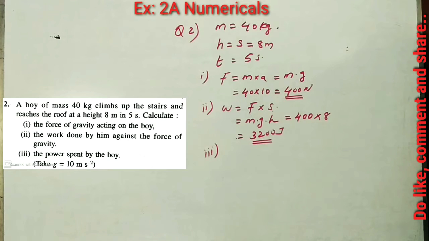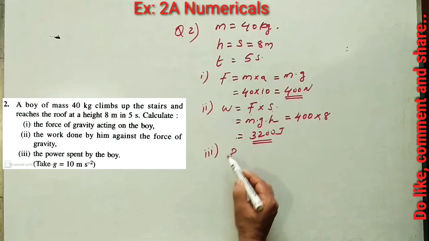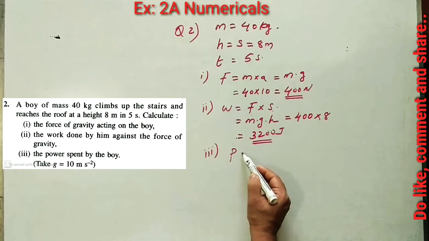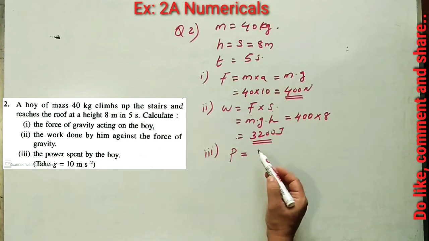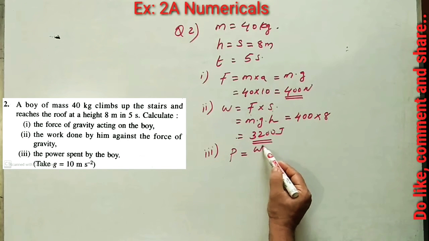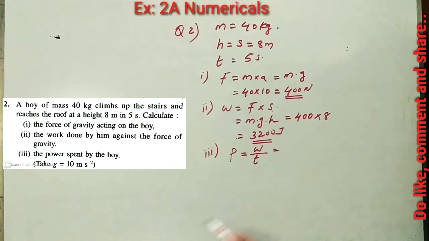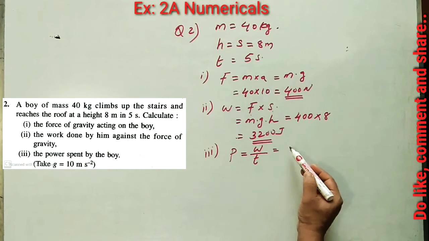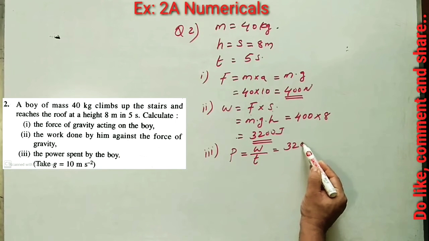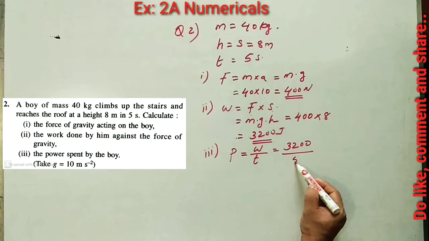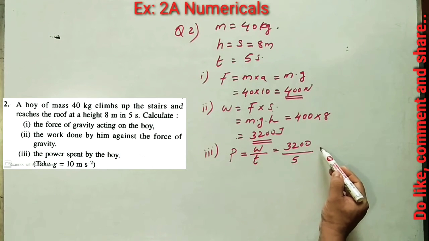Now the third part of the question. So what is the third part of the question? The power spent by the boy. So what's the formula for power? How much power does the boy spend in going up through a distance of 8 meter? Power is equal to rate of doing work. You know the formula. Power is equal to W by t, work done upon time. So what's the work done given there? We have found out the work done. Put the value of work done there, 3200 divided by, what is the value of time there? 5 seconds. So 3200 divided by 5.